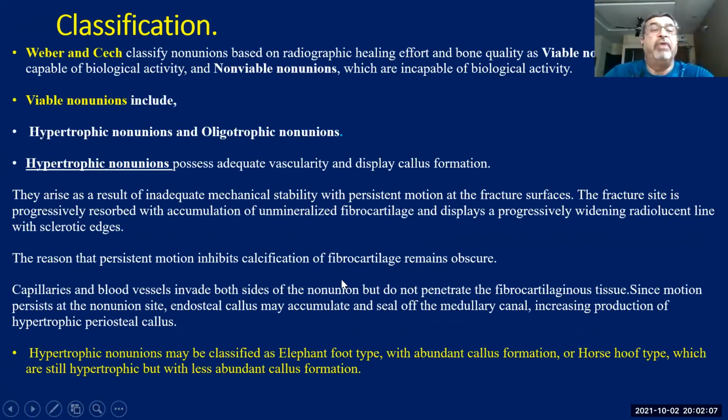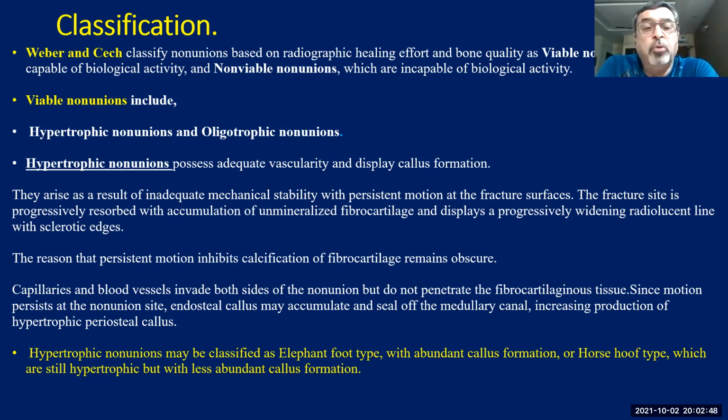Now, classification. Weber and Cech classified non-unions based on radiographic healing effort and bone quality as viable and non-viable non-union. Viable non-union includes hypertrophic and oligotrophic. Hypertrophic non-unions possess adequate vascularity and display callus formation. They arise as the result of inadequate mechanical stability with persistent motion at the fracture site. The fracture site is progressively resorbed with accumulation of unmineralized fibrocartilage and displays a progressively widening radiolucent line with sclerotic edges.